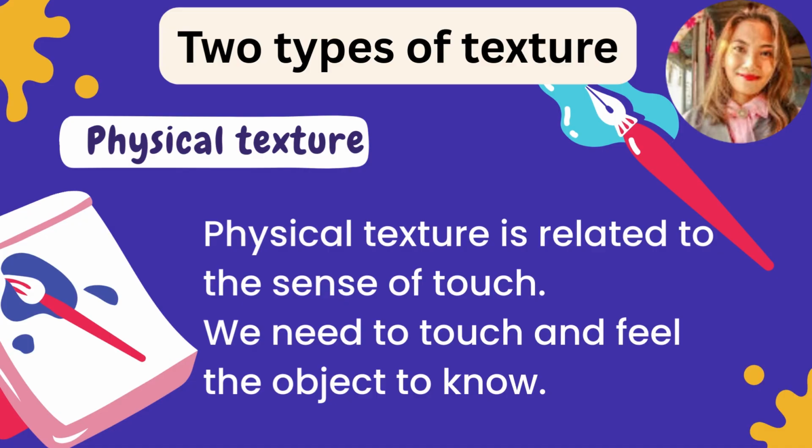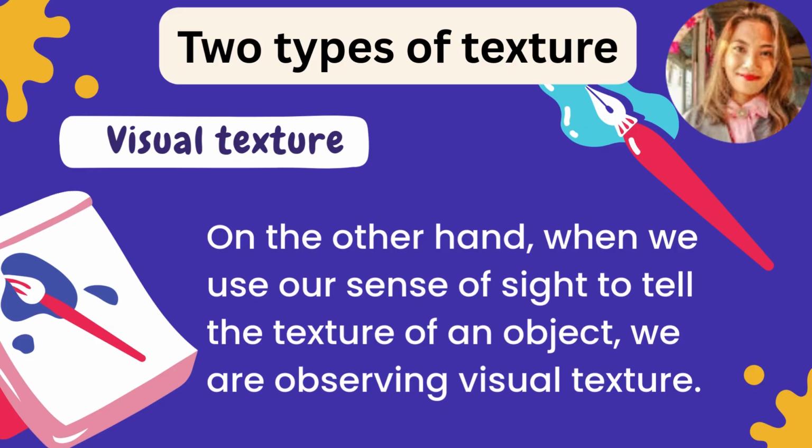Now, let's move on to the next slide, which is visual texture. This is the second type of texture. On the other hand, when we use our sense of sight to tell the textures of an object, we are observing visual texture. Sometimes we can guess how something feels just by looking at it, even before we touch it.